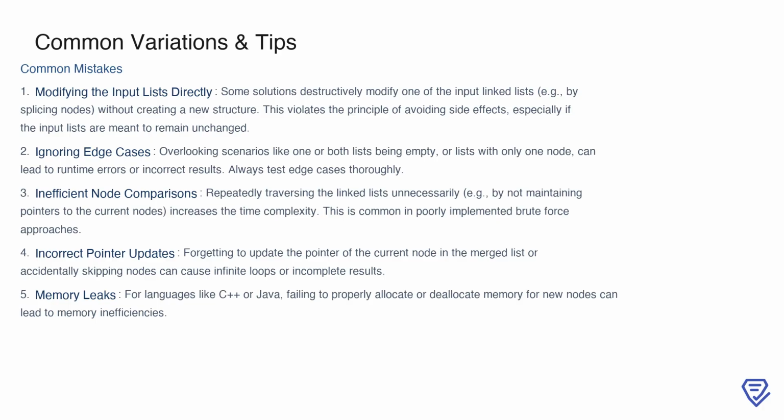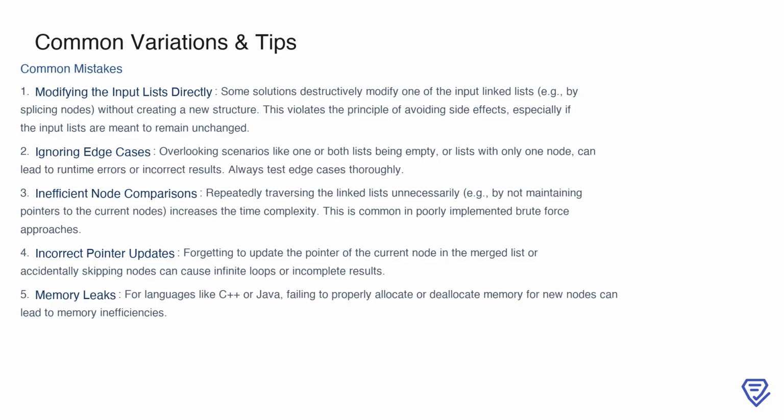When working on merging two sorted linked lists, there are several common pitfalls to watch out for. First, modifying the input lists directly can be problematic. It's tempting to splice nodes from one list into another, but this approach can lead to unintended side effects, especially if the original lists are needed elsewhere in your program. Instead, aim to create a new structure during the merge.